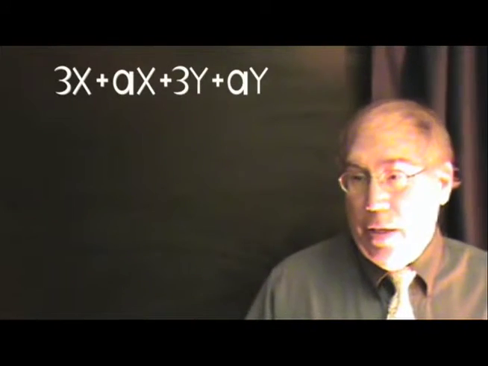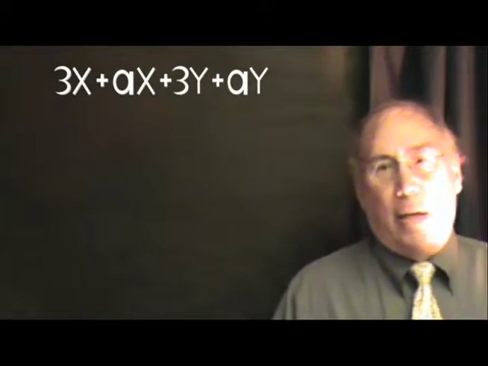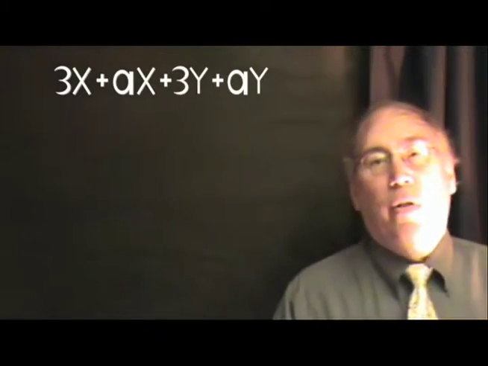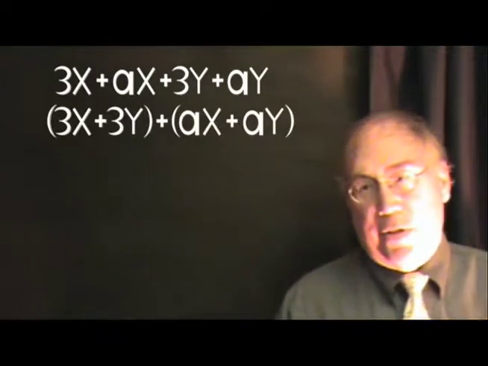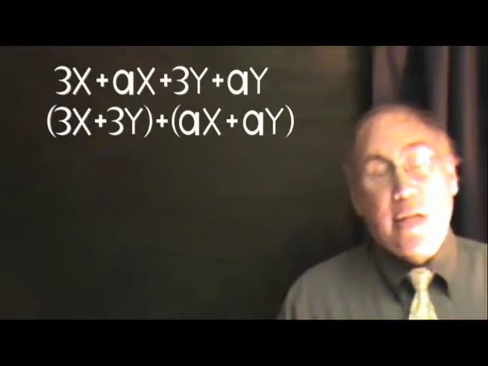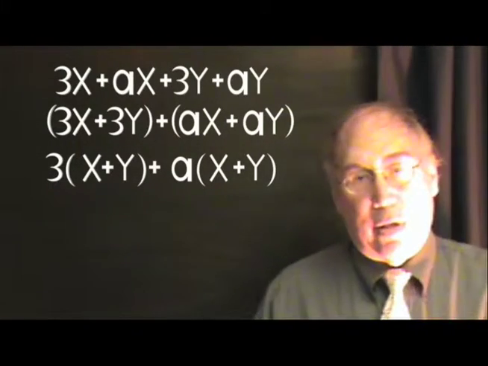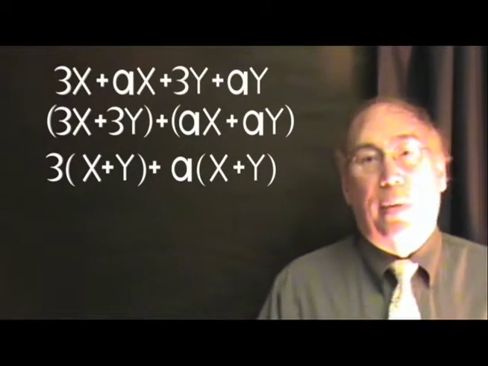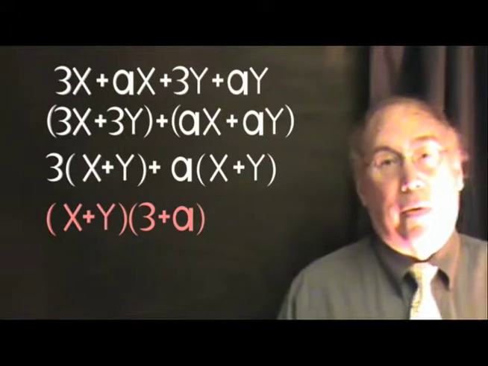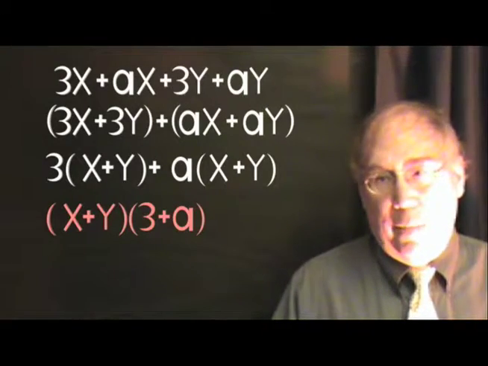Okay, in our next case here, let's group all the terms that have a 3 as a coefficient together, and all the ones that have an a as a coefficient. And then in the case of the first parentheses, let's factor out a 3. And then in the second parentheses, let's factor out an a. And then you can see that we can factor out an x plus y. And so we should be left with the quantity x plus y times the quantity 3 plus a.